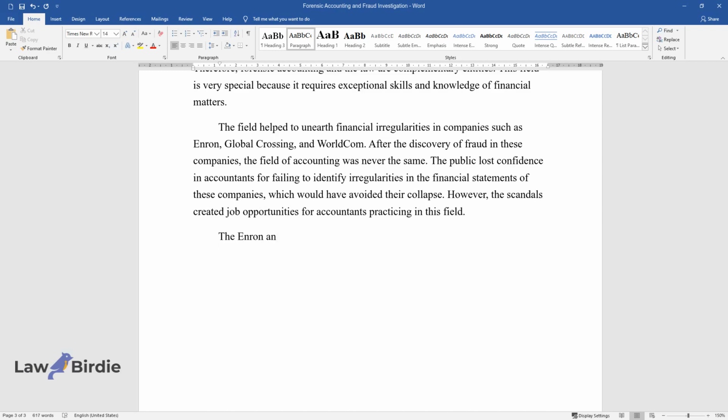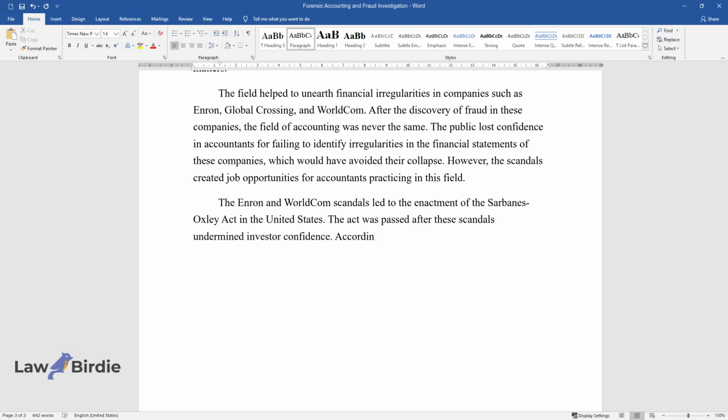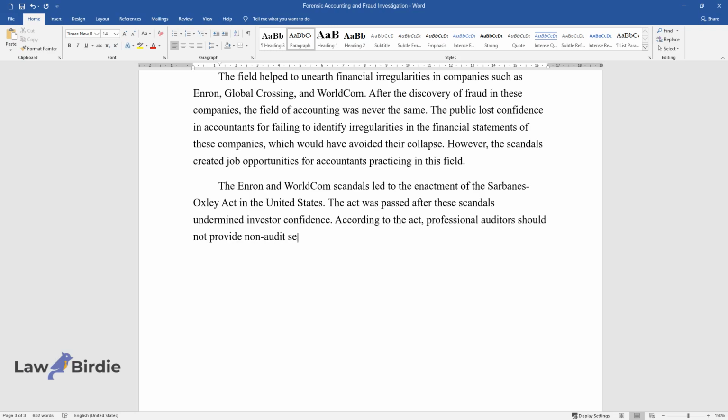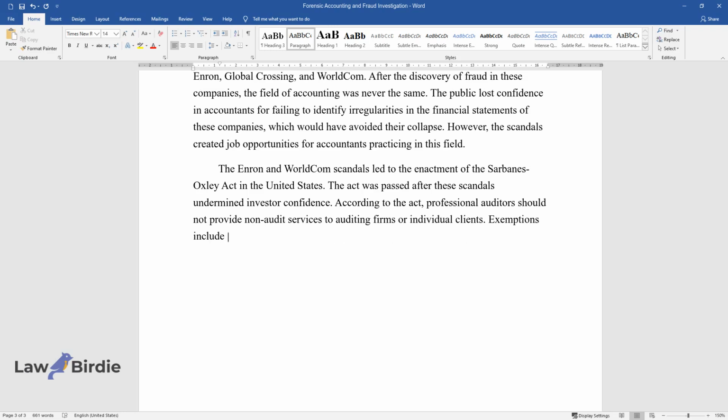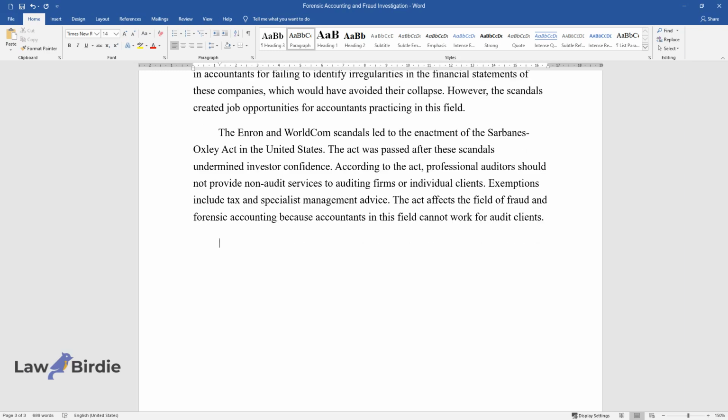The Enron and WorldCom scandals led to the enactment of the Sarbanes-Oxley Act in the United States. The act was passed after these scandals undermined investor confidence. According to the act, professional auditors should not provide non-audit services to auditing firms or individual clients. Exemptions include tax and specialist management advice. The Act affects the field of fraud and forensic accounting because accountants in this field cannot work for audit clients.